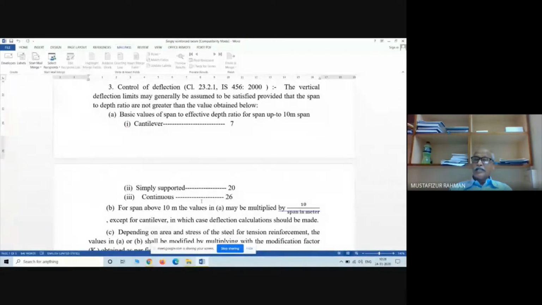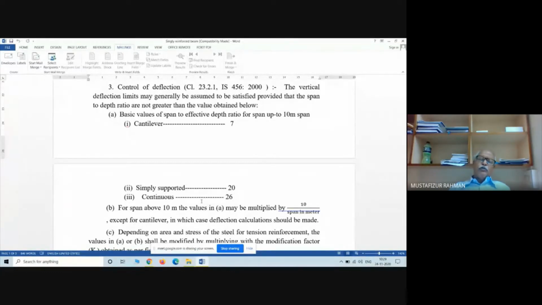Deflection goes on increasing, and because of deflection, the tension at the bottom surface goes on increasing. So ultimately a situation may arise. The tension is resisted by the tensile steel, so the stress induced in the tensile steel because of the deflection must be within the limiting value. If it goes beyond the limiting value, then the structure will fail. So for that, we have to give some limitation for deflection.